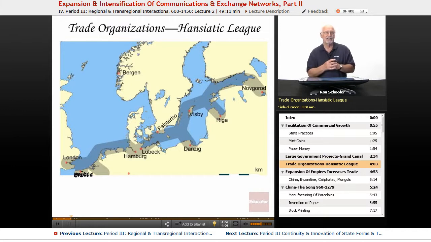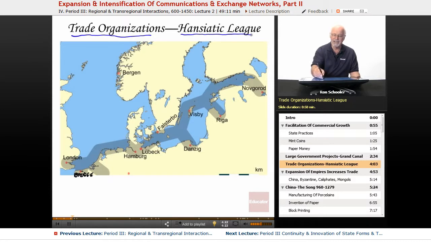Another way in which this happens is not by the governments themselves, but people agreeing to do things in different areas. And we call these trade organizations. And one of the most famous is the Hanseatic League, which, as you can see, went from Novgorod in Russia all the way to London and Bruges.